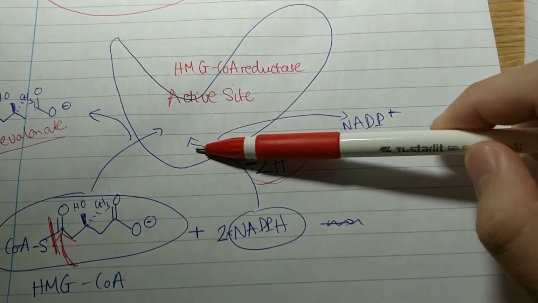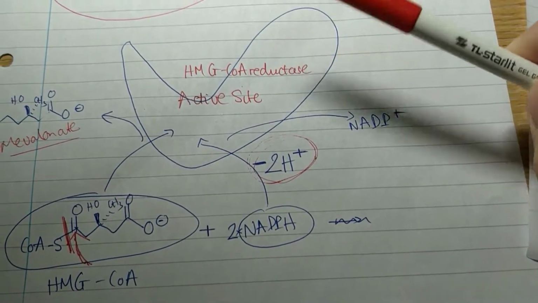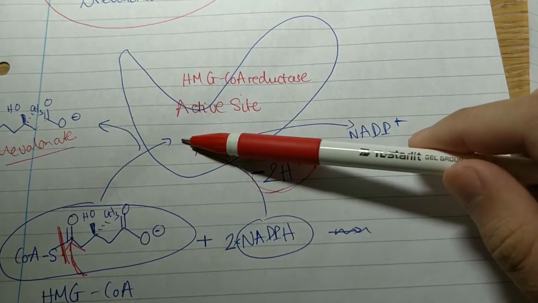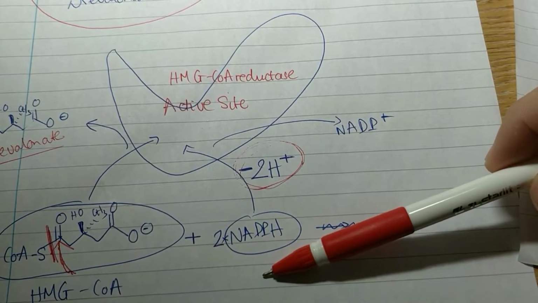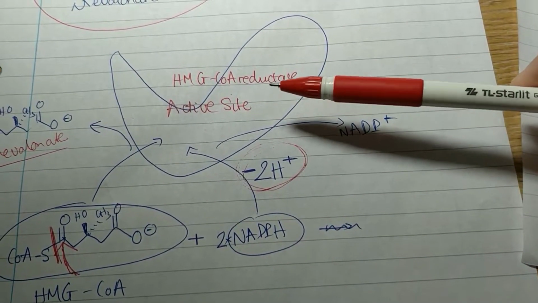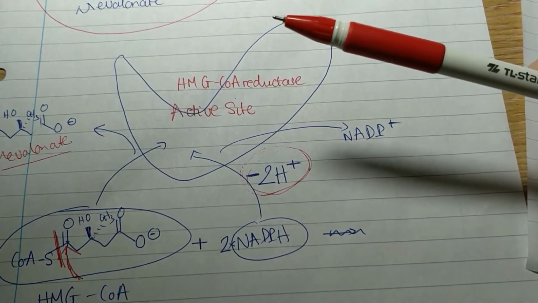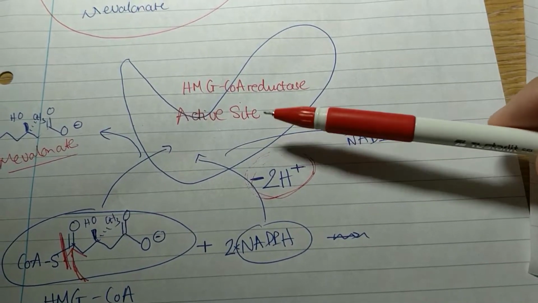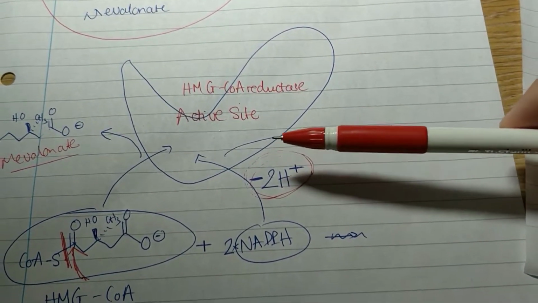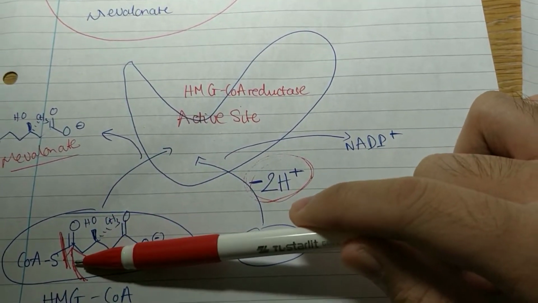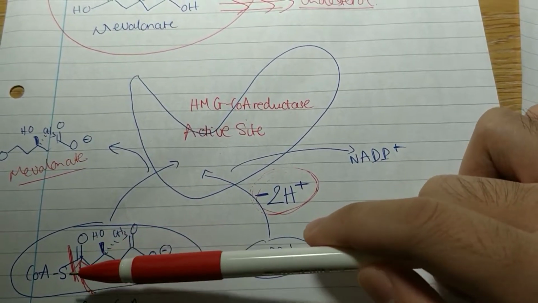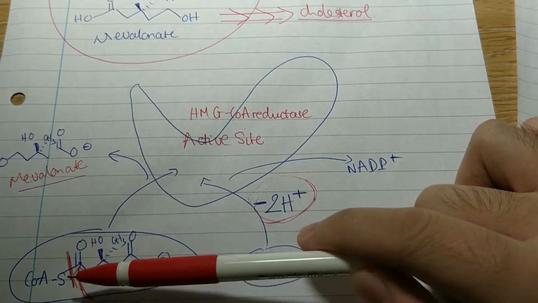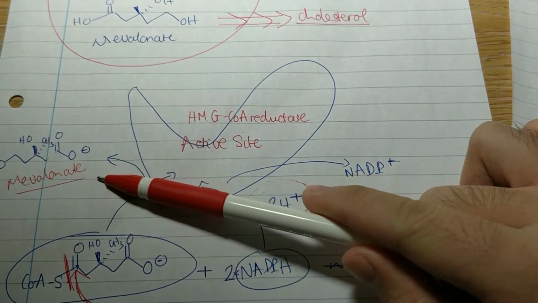At the active site of the HMG-CoA reductase enzyme, the HMG-CoA comes in and binds to the active site, and there are two molecules of NADPH that come in as well, and the double hydride transfer occurs. The double hydride transfer attacks the carbonyl group, inducing the leaving of the S-CoA group and ultimately forming the mevalonate.